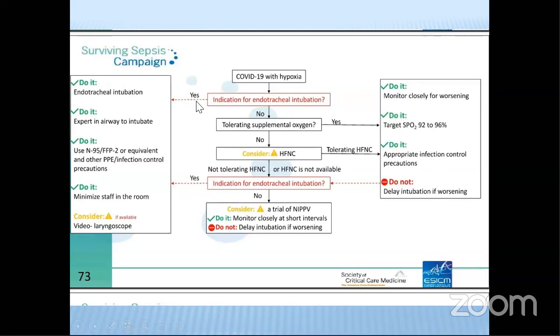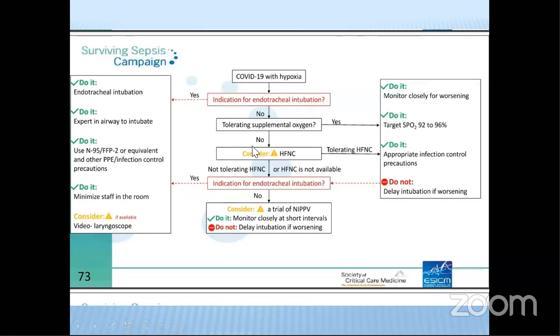Then we'll go for the conclusion of ARDS. A patient, of course, has COVID-19 and then develops hypoxemia. So we should assess whether the patient needs intubation or can be maintained by non-invasive methods. So we can apply a face mask. If not responding, we can apply a high flow nasal cannula.